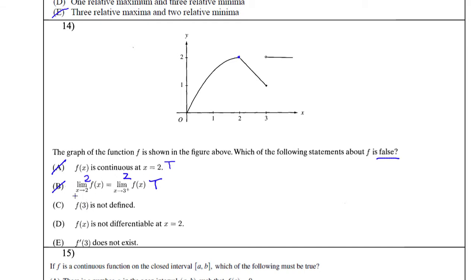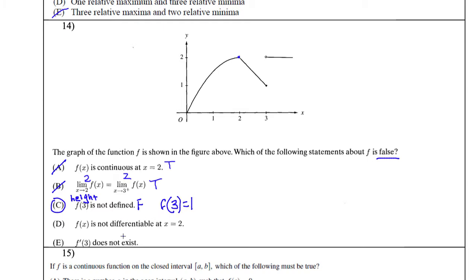F of 3 is the height at 3. What is the height at 3? Again, you draw a wall through 3 and see where you intersect. I don't intersect here because that's an open circle. I do intersect here because that's a closed point. So the height here is just 1. So it's saying f of 3 is not defined, but it is defined, so this is actually the false statement. F of 3 is defined, and it is defined to be 1. So C is the answer: f of 3 is defined, and f of 3 is equal to 1.